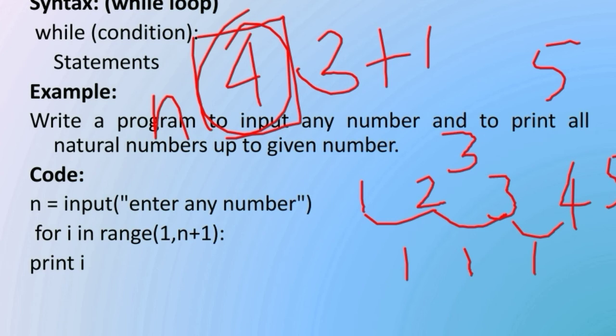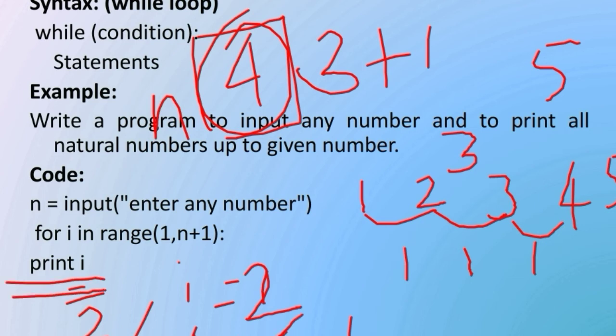For I in range 1, so I equal to 1, print I. So now the output 1 is displayed on the screen. Next, when the condition is false, the loop is terminated. Increment is performed automatically, so now the value of I is changed to 2. So condition check, that is 2 is less than or equal to 4. The condition is true, so the next statement is executed.